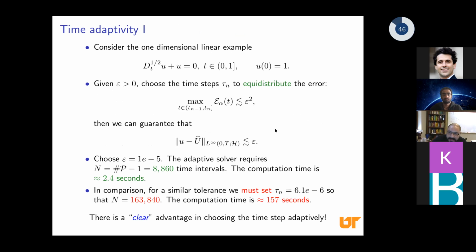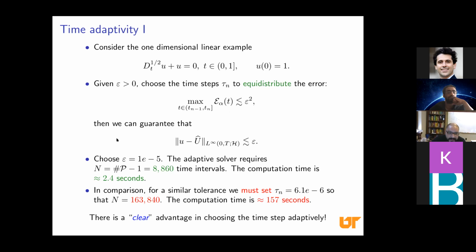Just as a last example, let me show you how you can do adaptivity using this a posteriori estimator that we constructed. The idea is that you choose a tolerance. Now you're going to try to choose the time steps, so you're going to move in such a way that your estimator at each subinterval is of order epsilon squared. If you can guarantee that by choosing the time step, then your total error is always going to be of order epsilon.